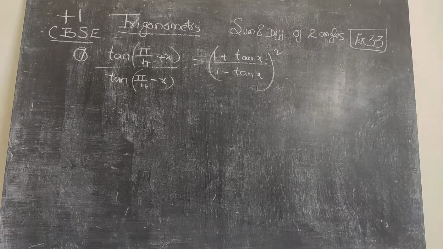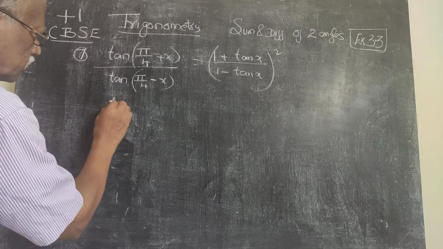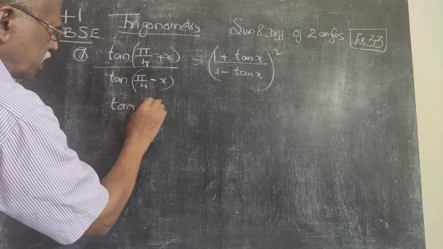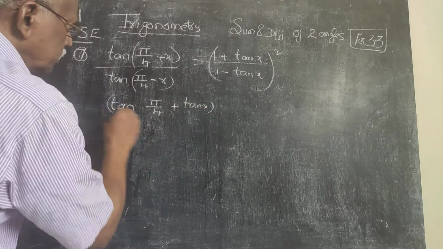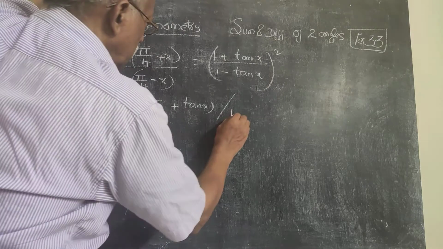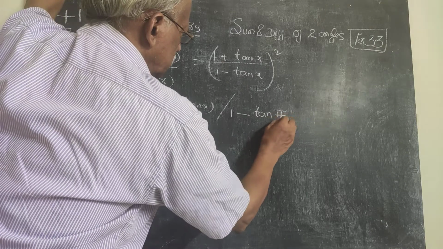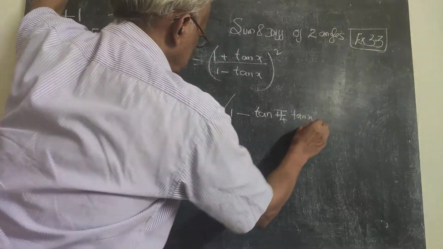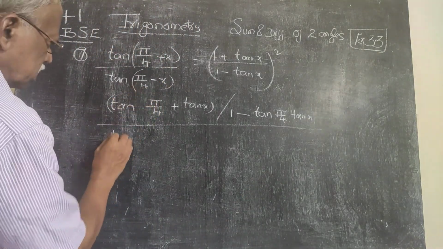Question number 7: tan(pi/4 + x) divided by tan(pi/4 - x), we have to prove, equals (1 + tan x)/(1 - tan x) the whole square. Again a very simple problem. You apply the formula for tan of A plus B. So that will be equal to tan pi by 4 plus tan x, divided by 1 minus tan pi by 4 and tan x. The whole thing divided by tan pi by 4 minus this.